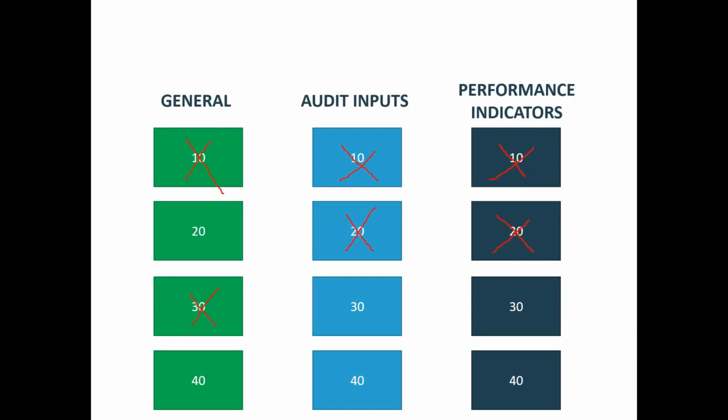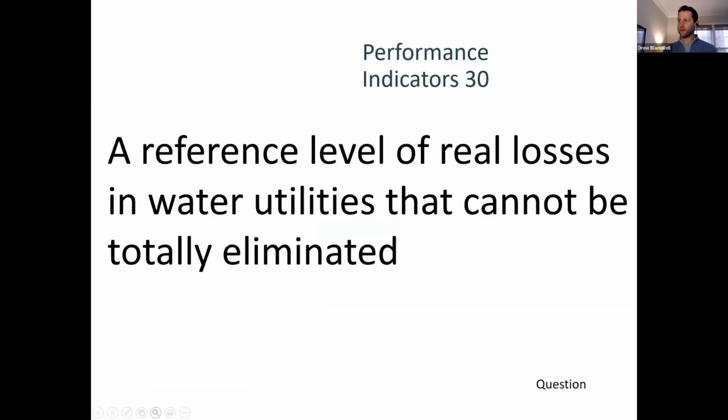All right, performance indicators for 30. A reference level of real losses in water utilities that cannot be totally eliminated. This is a tough one. We're not giving them away at 30 points.